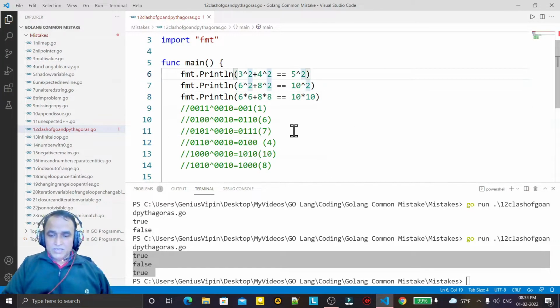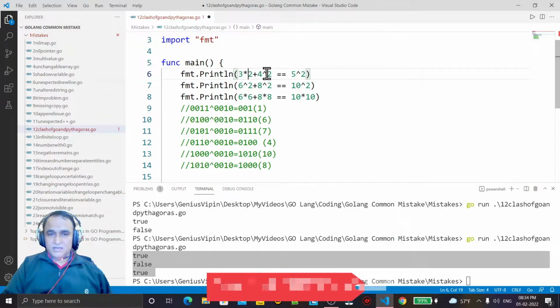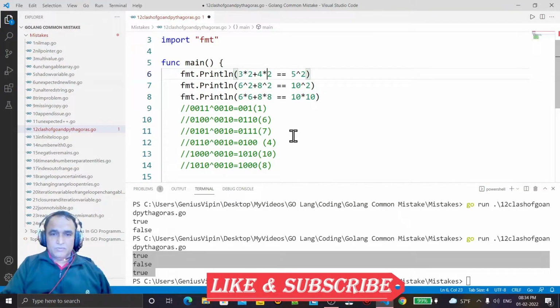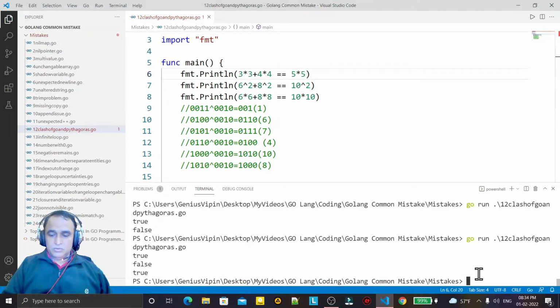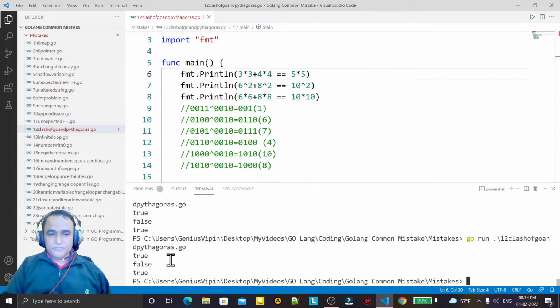So I can use this also, because by mistake it is proving true, but actually it's an XOR operator. So we have to use 5 into 5, 4 into 4 and 3 into 3, like this. In Go language there is no power operator available. Now it is also true, it is also true. Now they have the same result on Pythagoras theorem.